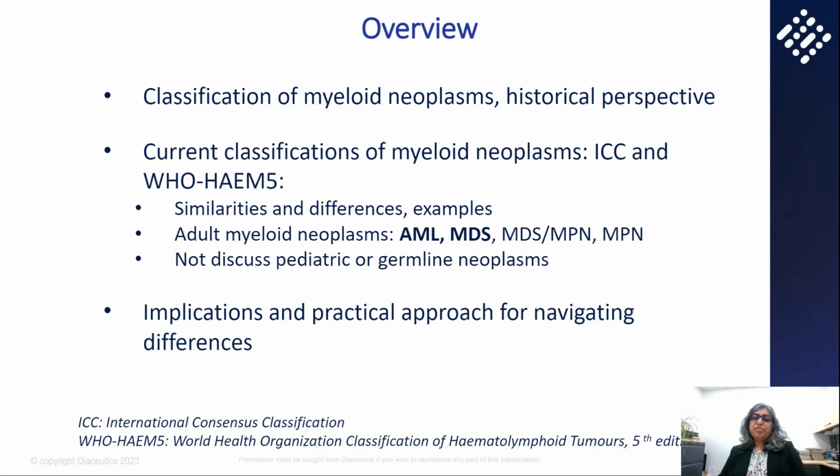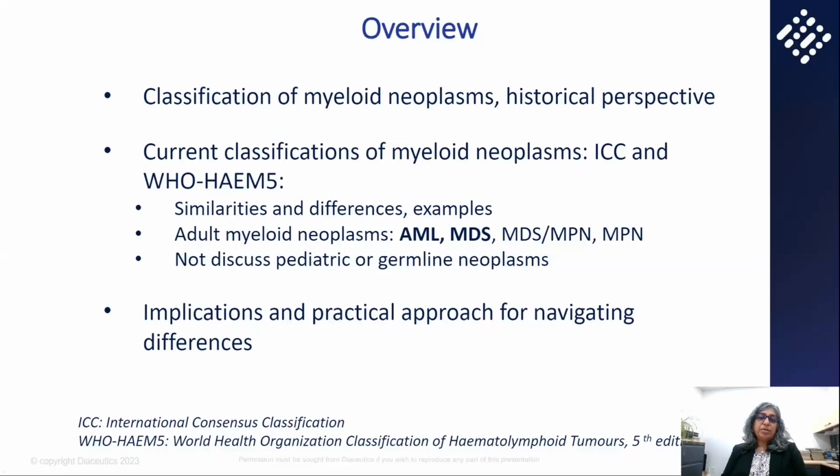So I will start by providing a very brief historical perspective of the classification of myeloid neoplasms, and then we will talk about the current classification systems of myeloid neoplasms, the International Consensus Classification, and the World Health Organization Classification of Hematolymphoid Tumors, the 5th edition. We'll talk about similarities and differences between the two, and also look at a few examples to see how we use these two classifications for arriving at diagnoses.